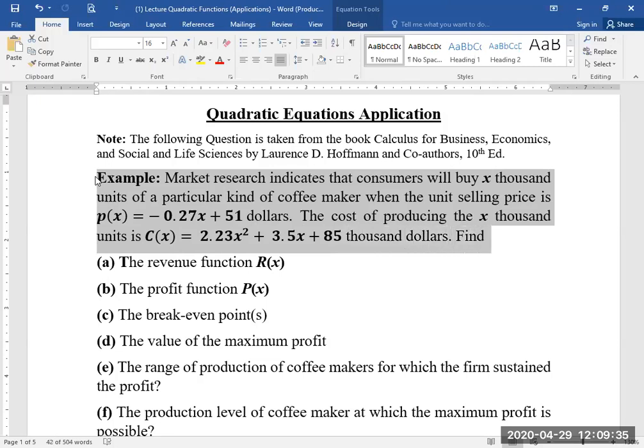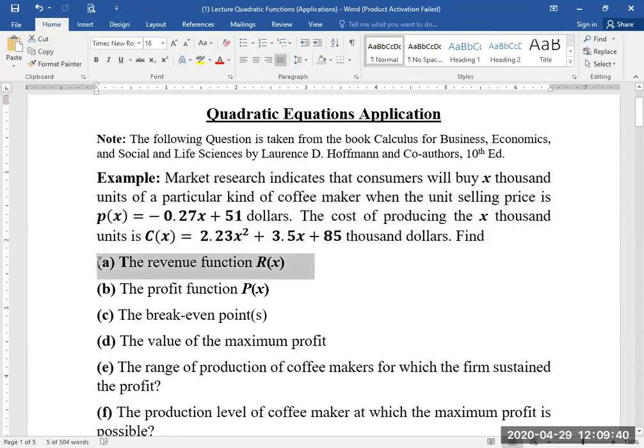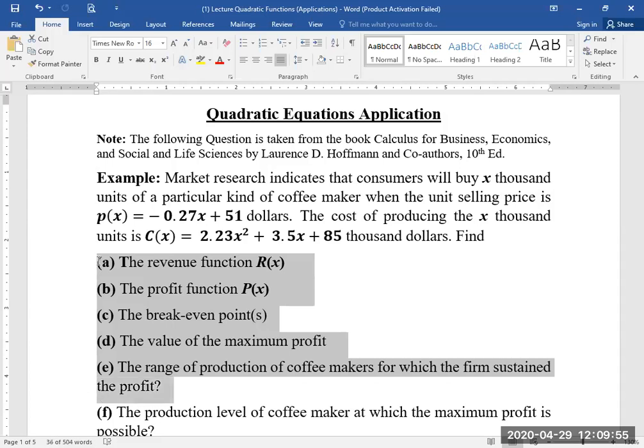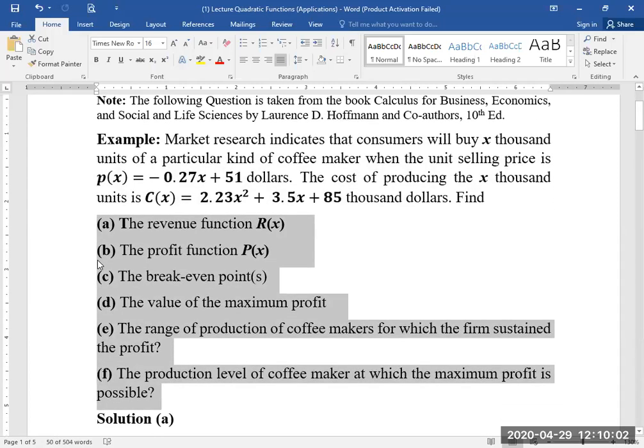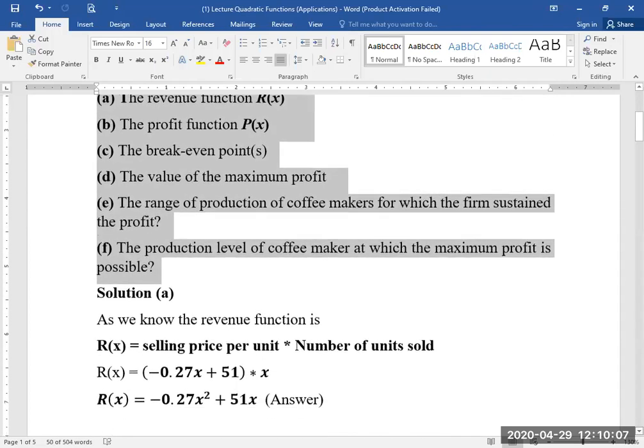We have to find part A, the revenue function; B, the profit function; C, the break-even points; D, the value of the maximum profit; E, the range of production of coffee makers for which the firm sustains a profit; and the production level of coffee makers at which the maximum profit is possible. Now going for the solution of part A.